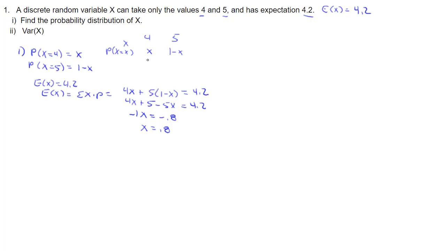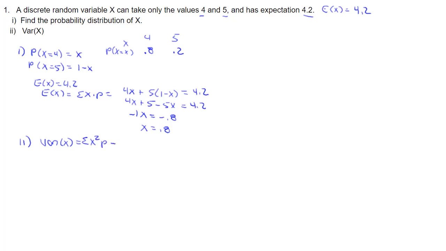So now I know that the probability for 4, when x equals 4, is going to be 0.8, and then obviously the probability for 5 must be 0.2. So keep in mind, if you've got only 2 variables, then one of them has to have a probability and the other one's going to be 1 minus x.